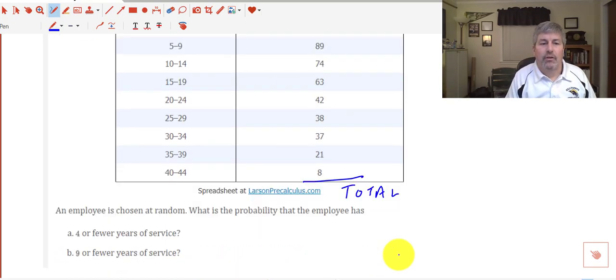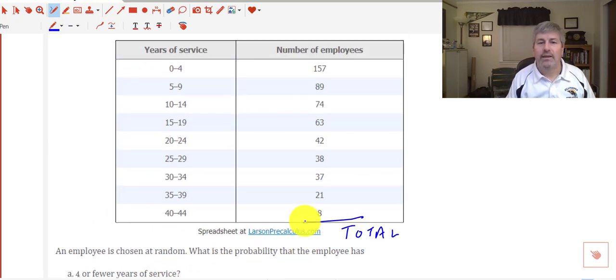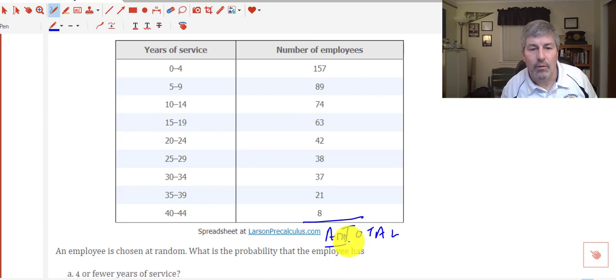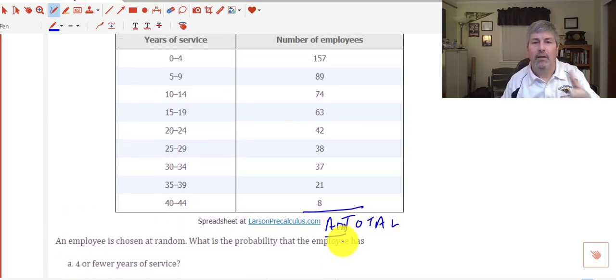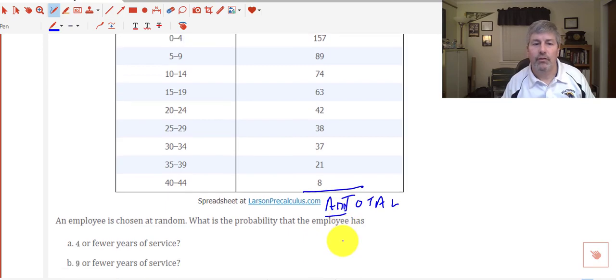So we're asked, an employee is chosen at random. What is the probability that the employee has A, 4 or fewer years of service, and B, 9 or fewer years of service? Indeed, we will need the total number of employees, so we'll have to add all those together. We'll have to add them all up and get that total, and then that's going to be our possibilities, and then our winners will be those with 4 or fewer years of service.